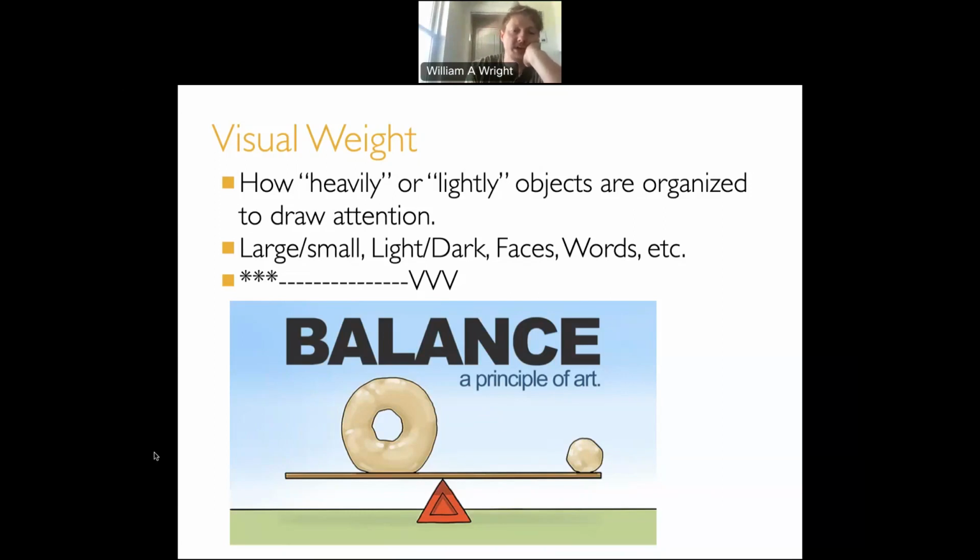And the biggest one, of course, is large and small, light and dark, right? Those things change weight. But then faces and words. There's something I don't even really talk about, but I guess we talk about complexity of object. And most people don't realize, if you put a face in something, man, it's the heaviest thing there. People always want to look for faces. Even when you don't put a face, people will create faces out of the composition that's there.